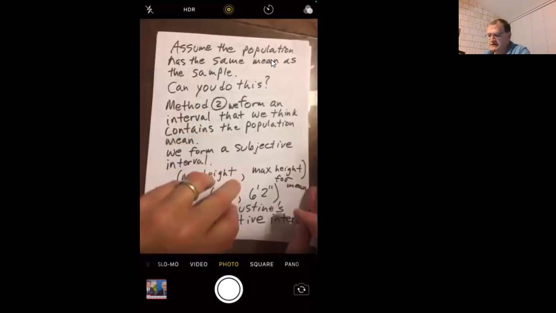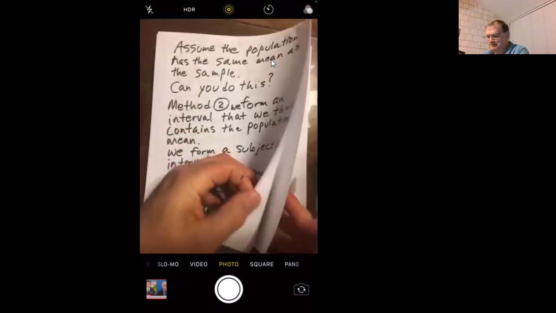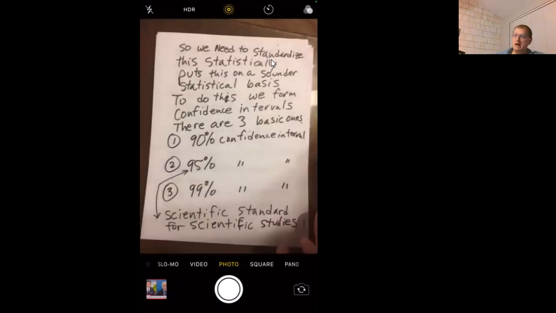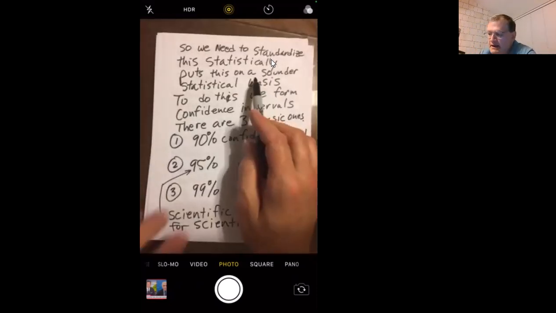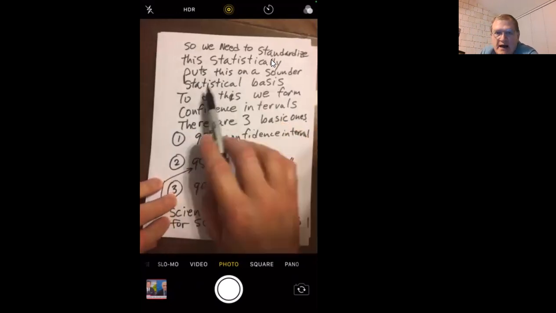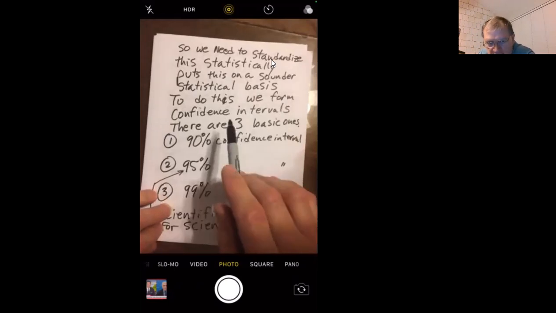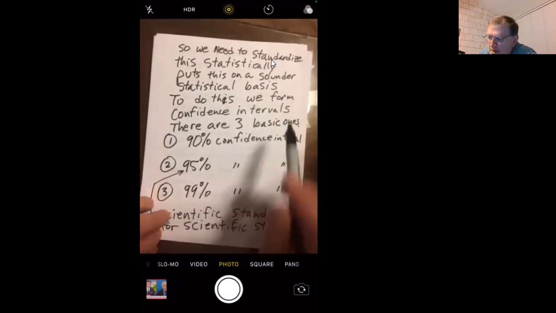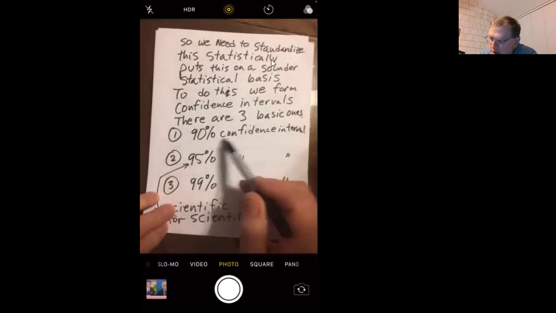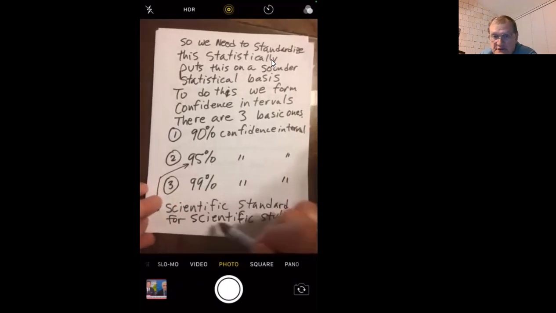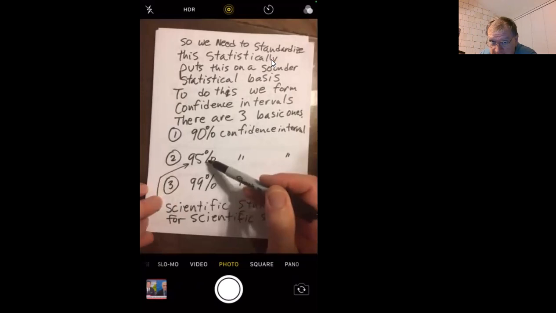So to standardize this, statistically, we put this on a standard statistical basis. And so to do this, we form confidence intervals. The 3 basic ones are 90% confidence, 95% confidence, and a 99% confidence interval. The scientific standard for scientific studies is 95%.